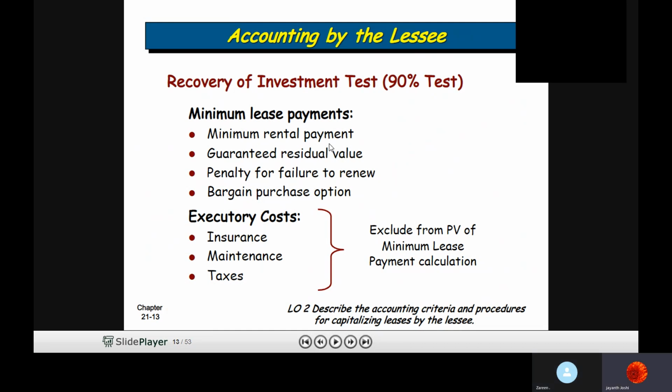Correct. Who will make the minimum rental payment? Lessee. Who will get the residual value? Lessee. Who will make the penalty payments for not renewing the lease? Lessee. Bargain purchase option, who has it? Lessee. And these are also costs he is going to bear: insurance, maintenance and taxes, correct? Yes. But this should be kept separately from the minimum lease payments.